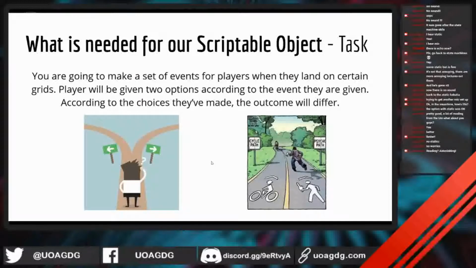So now comes the task for you guys. You're going to make a set of events for when players land on grid locations. Not all grids, hopefully, unless you want to create some spice. In our case, we're going to give them 2 options according to the event. So do we accept, or reject, stop accepting. Or you could go left or right, or whatever you want to think of. Do we fight, do we run, do we negotiate? You choose.